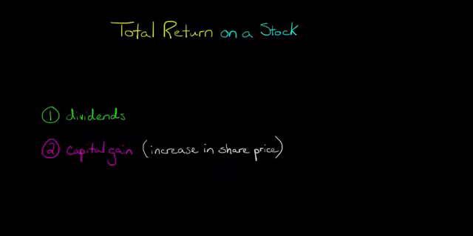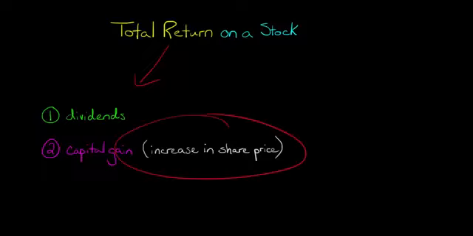In this video, we're going to talk about how to calculate the total return on a stock. So the total return is a function of two things. One is the dividends that are issued by the firm, so the amount of dividends per share, and then also the capital gain. And capital gain is how much the share price increases during the period.